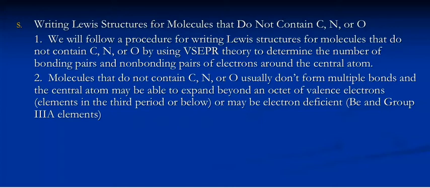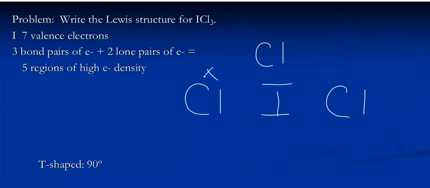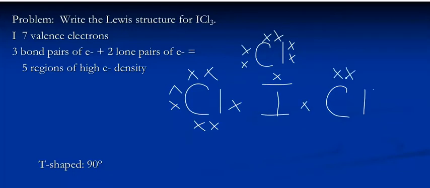We're not going to worry about letter S here because we always write Lewis structures to determine the molecular geometry. So for example, if we have ICl3, I would draw the Lewis structure. Cl is in group 7, and iodine is also in group 7.